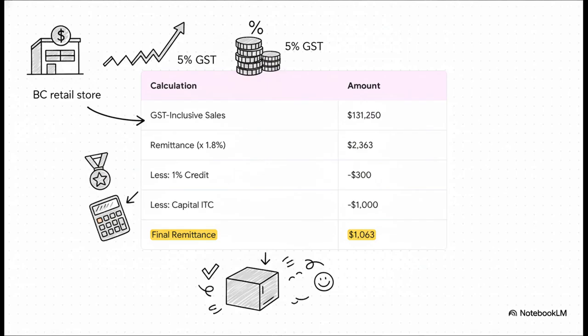We've got a retail store in BC with $125,000 in sales. First, we add the 5% GST to get their total collections. Then we apply the special quick method rate for their industry, 1.8%, which gives us $2,363. From that, we subtract a $300 credit. And finally, they subtract the $1,000 ITC from that new piece of equipment they bought. Their final amount owing is just $1,063. See? So much easier than adding up dozens of tiny receipts.